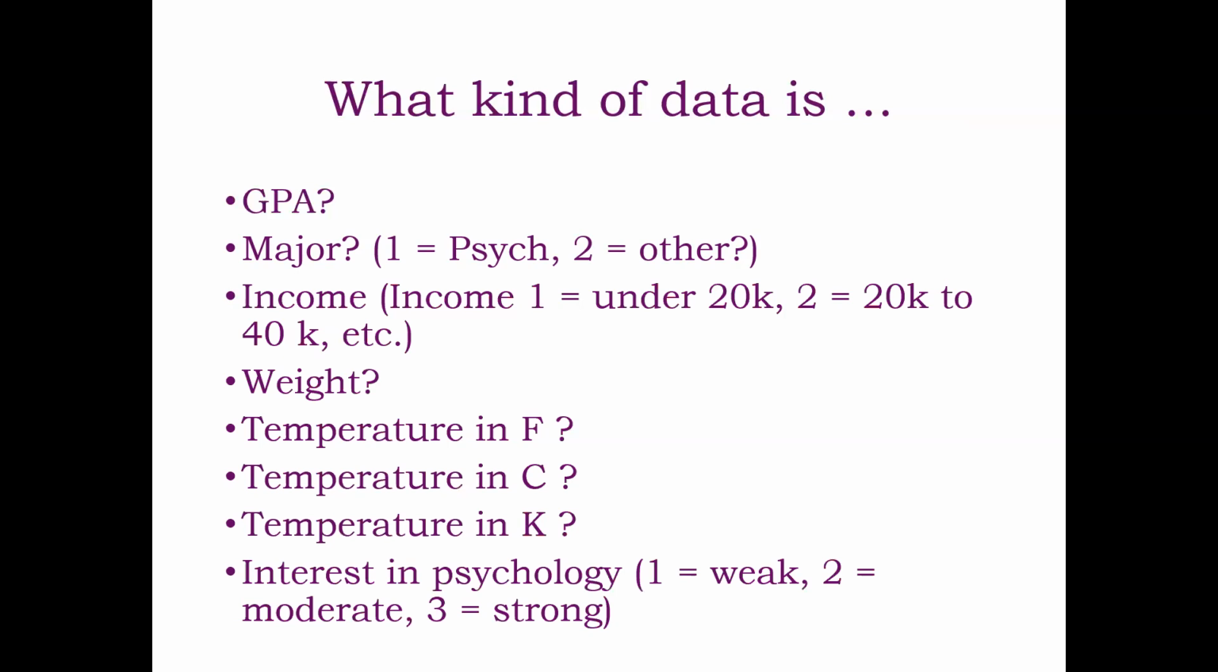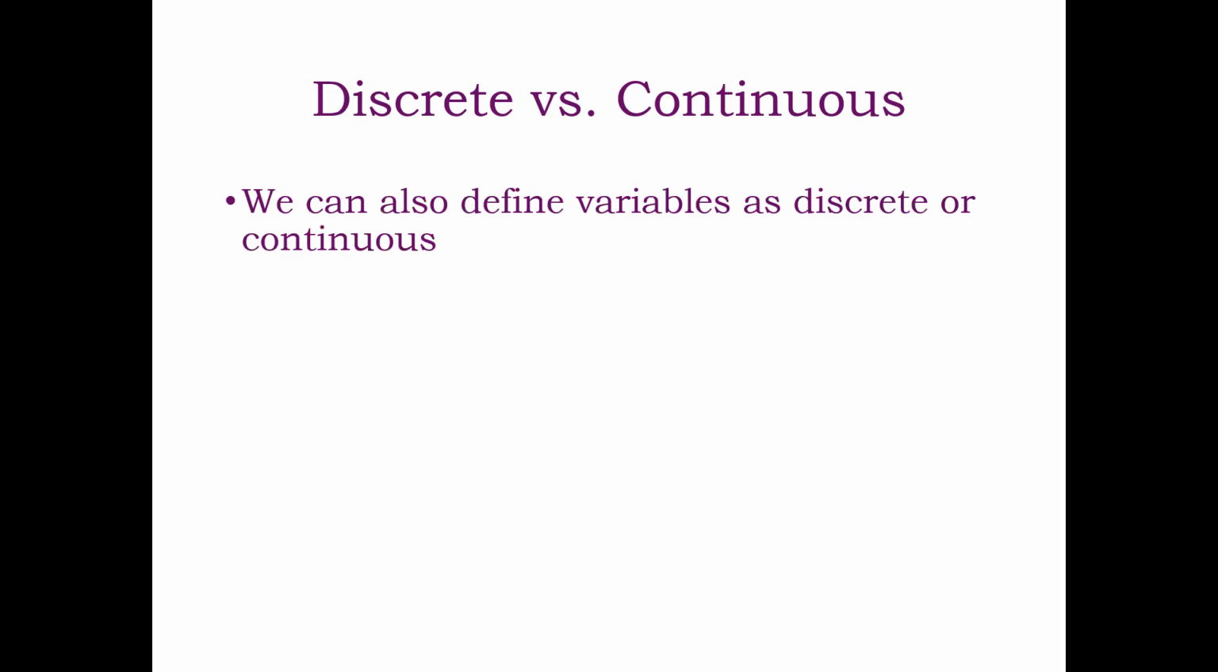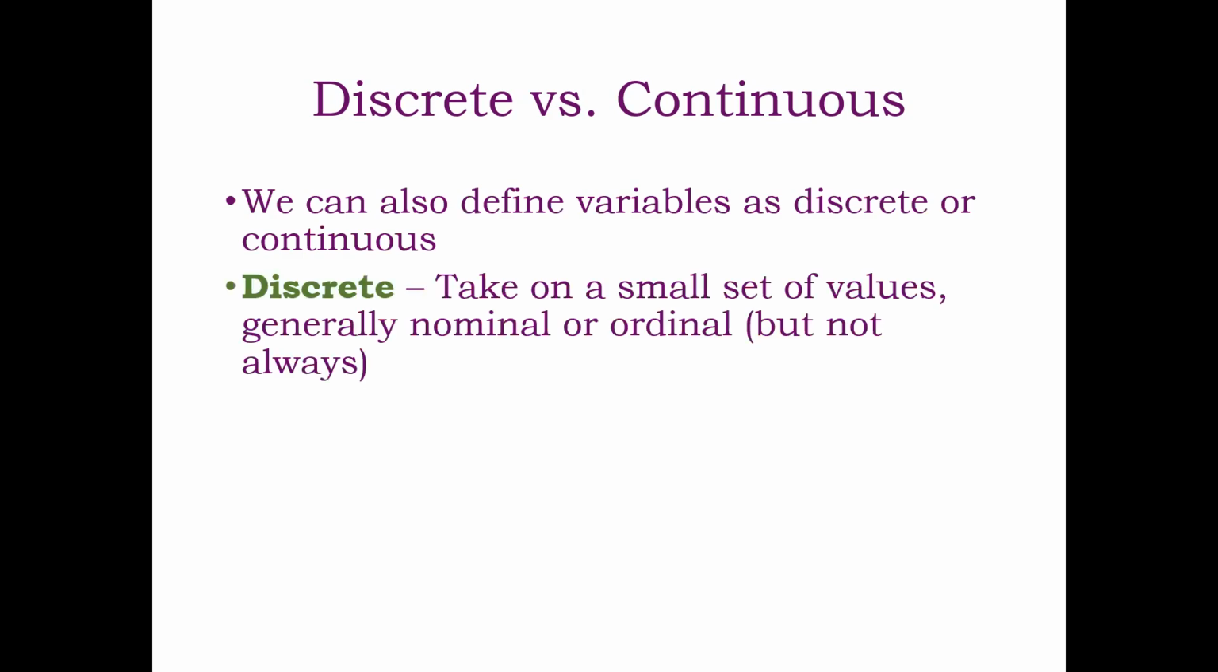And then you could have interest in psychology, 1, 2, 3. Now, you could sort interest in psychology into a good continuous numerical variable, but with only 3 categories, it's going to tend to be discrete and act discrete. So we also can categorize variables as discrete versus continuous. Discrete takes on a small set of values, generally nominal or ordinal, but not always.